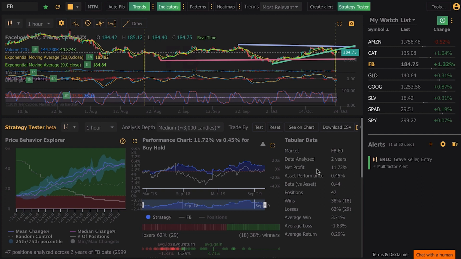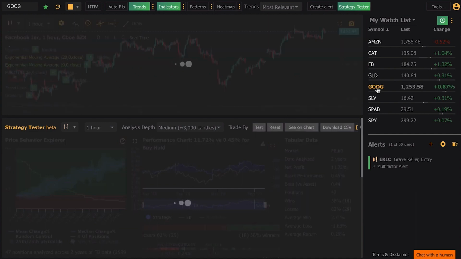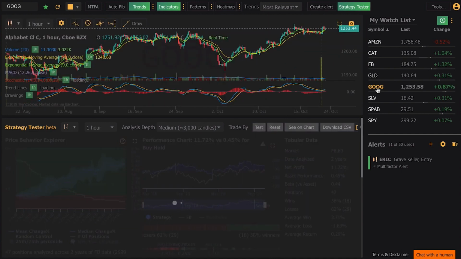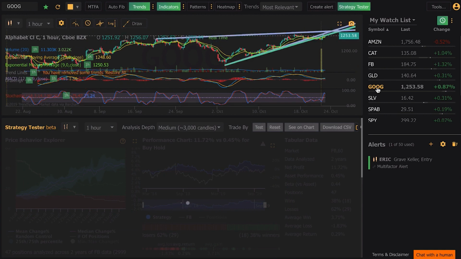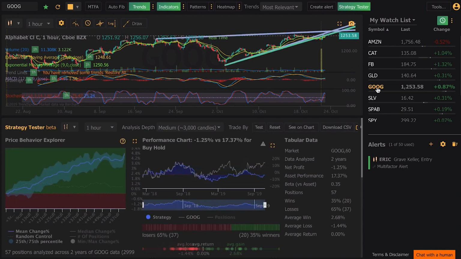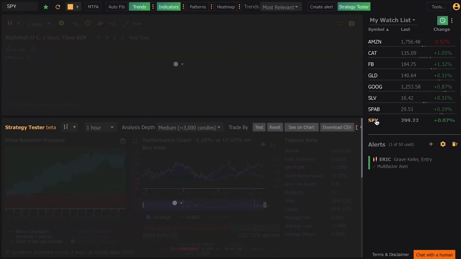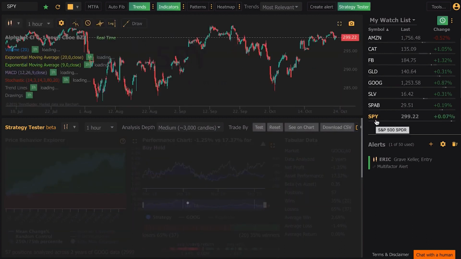Now, cool thing with this is that you can literally just click on the next ticker you want to create this alert on. TrendSpider will automatically backtest the strategy for you and do the trend analysis all at the same time, right? So you can see if this works on Google. In this case, it doesn't. We can go to the SPY, see if it works on SPY, right? And we can keep on going through our watch list here.